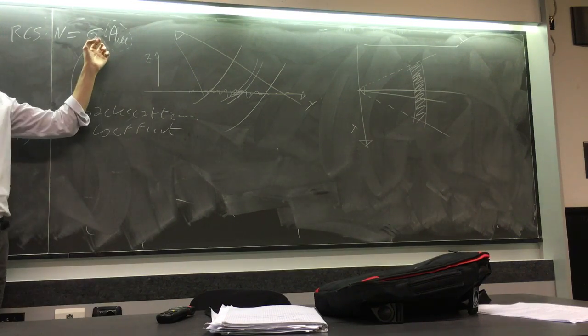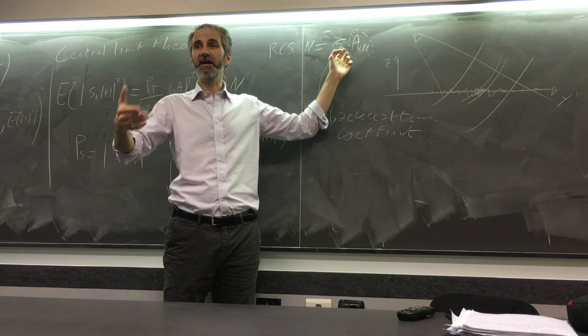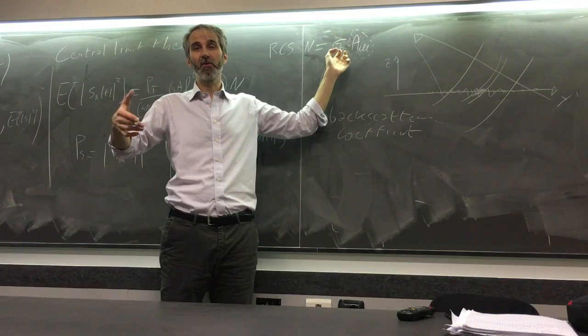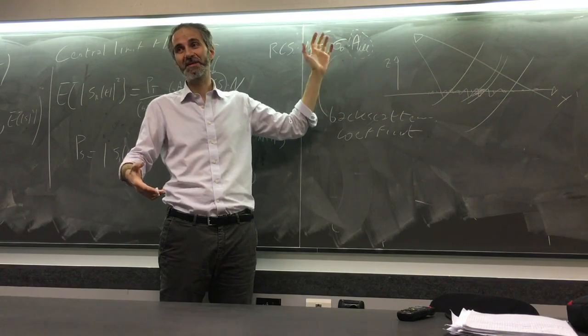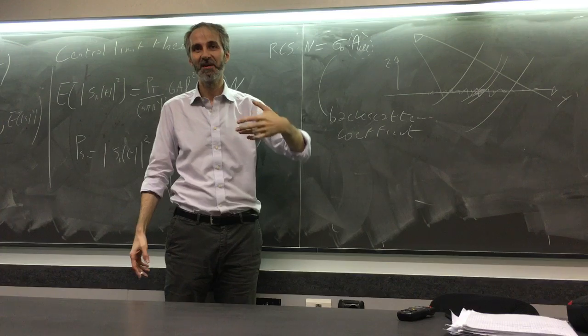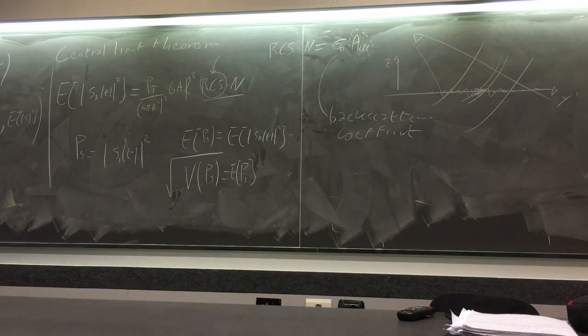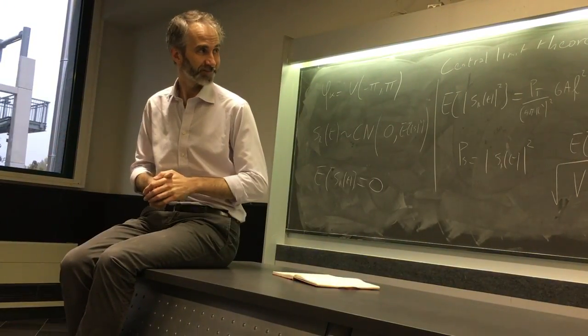Which is characteristic of the target, and then of course also of the frequency and of the particular incidence angle. So you have the same drawbacks as in the case of the radar cross-section for single targets, but you can at least use this to characterize a distributed target univocally.